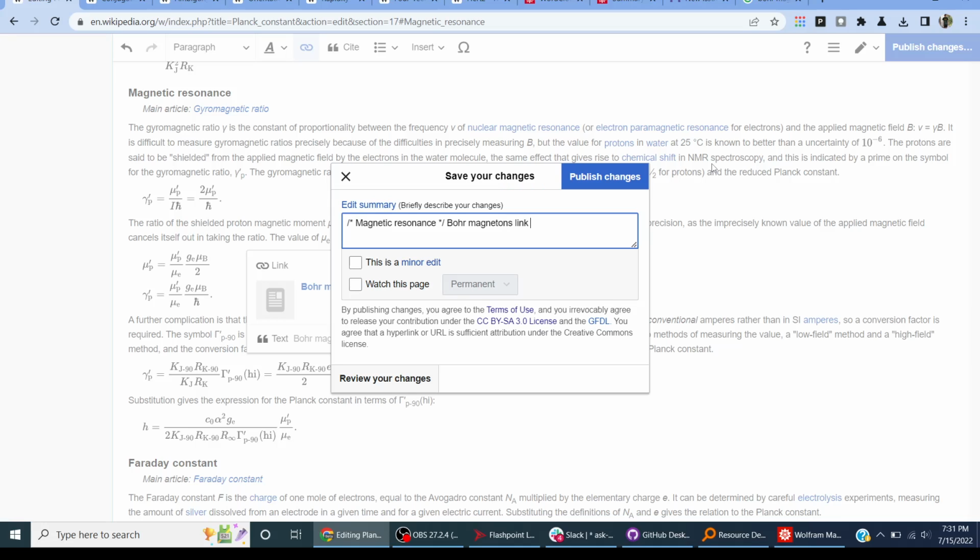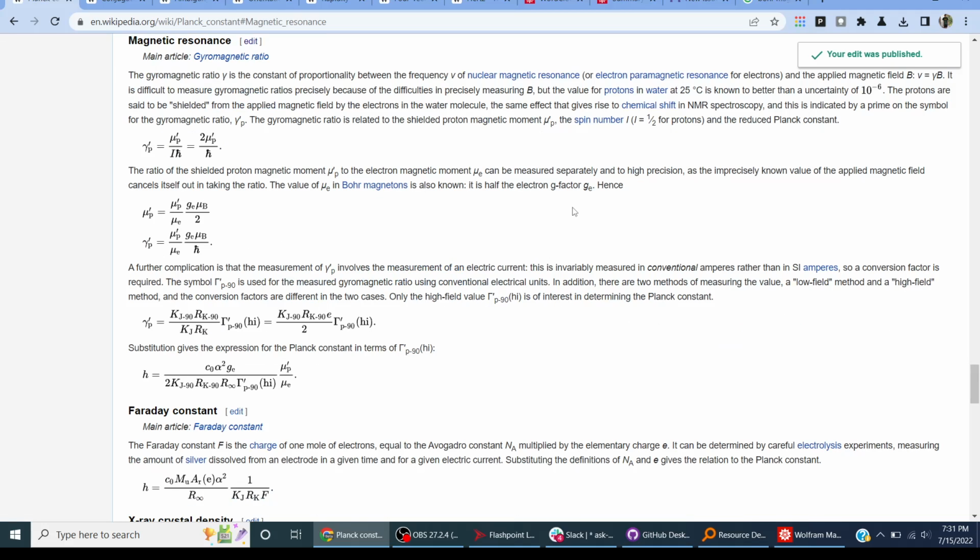Bohr magnetons link. Hence, mu prime equals mu prime over mu e times g sub e times mu B divided by 2 mu. Gamma prime equals mu prime divided by mu sub e times g sub e times mu sub e B divided by h bar. A further complication is that the measurement of mu sub p involves the measurement of an electric current.